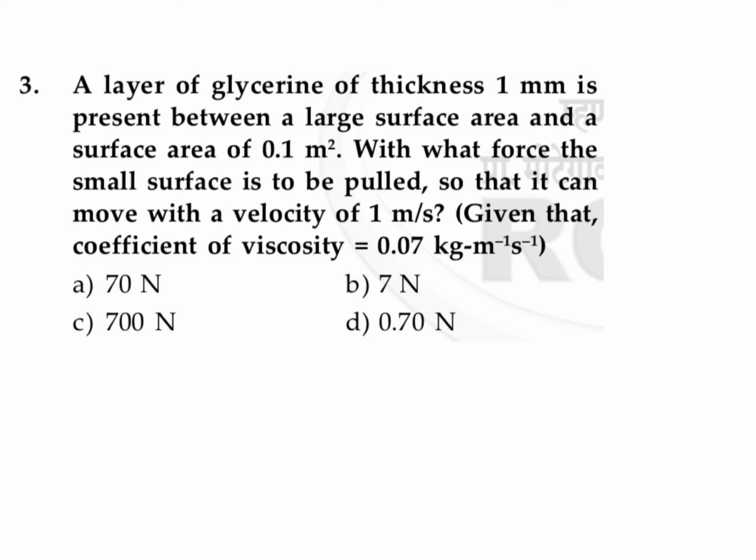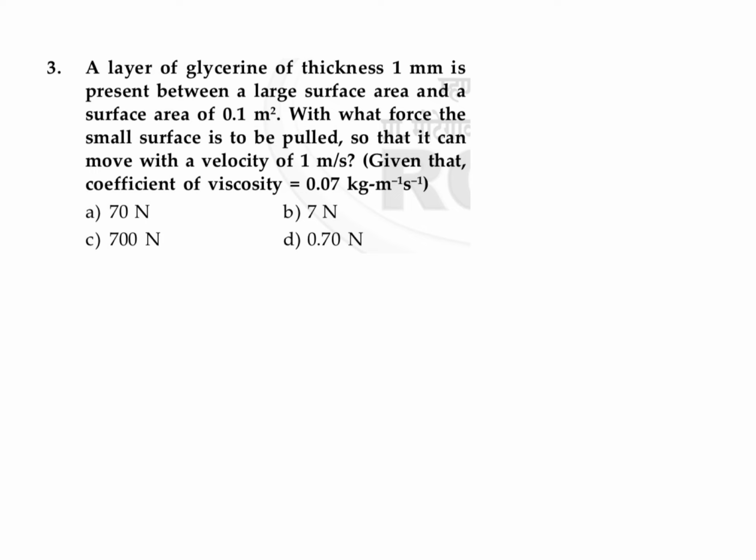It is given that a layer of glycerin of thickness 1 millimeter is present between a large surface area and a surface area of 1 centimeter, or 0.1 meter square. With what force should the small surface be pulled so that it can move with a velocity of 1 meter per second, given the value of the coefficient of viscosity?